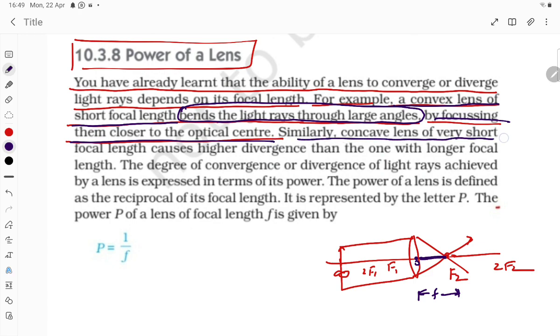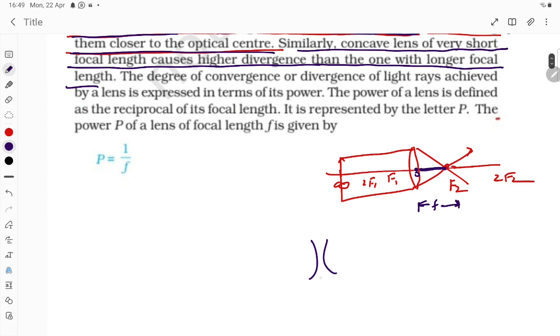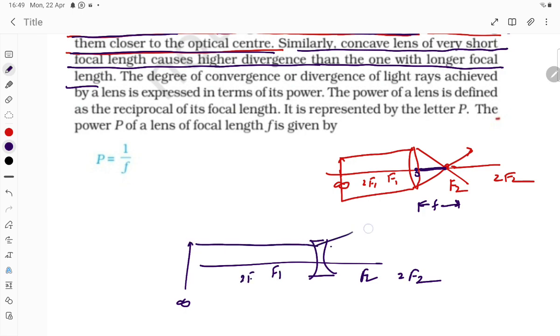Now, similarly, a concave lens of very short focal length causes higher divergence than one of longer focal length, student. Suppose this is the concave lens. If the object is at infinity, student, this is F2, 2F2, and this is F1, and this is 2F1. So what it is going to do is diverge, and this ray is again going to diverge and appears to be coming from the focus.